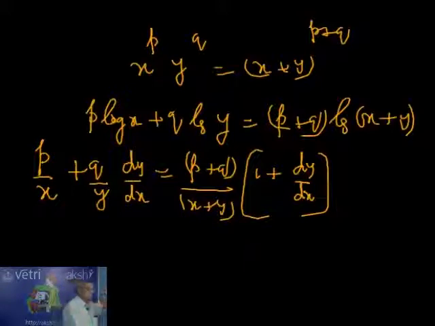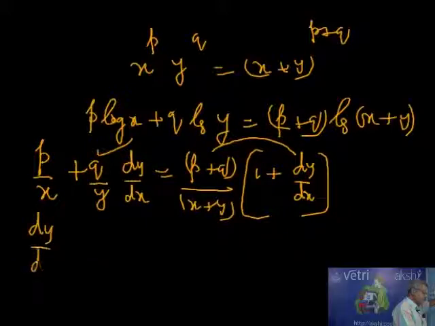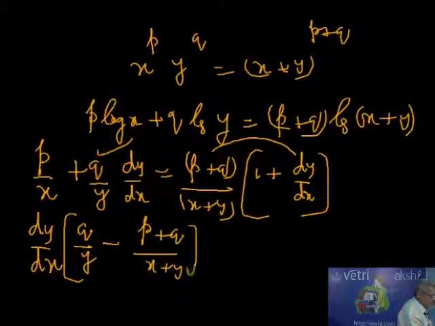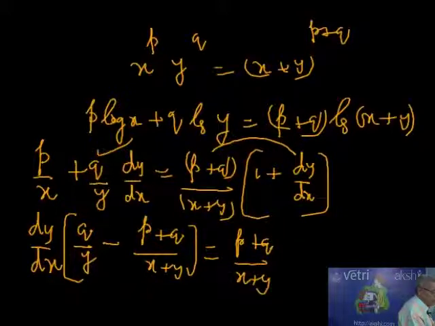I am grouping the terms containing dy by dx. On the left hand side q by y, and on the right hand side (p plus q) by (x plus y) into dy by dx, therefore minus (p plus q) by (x plus y) by bringing this term to the left hand side. The right hand side is (p plus q) by (x plus y) into 1, which is free from dy by dx, minus p by x.